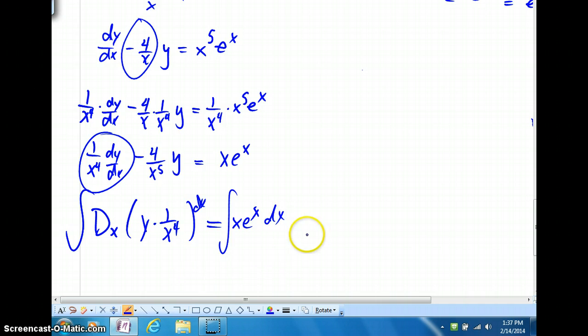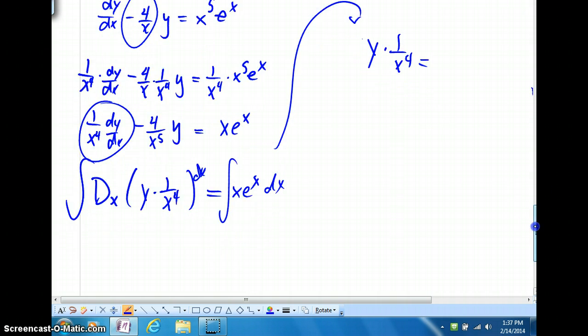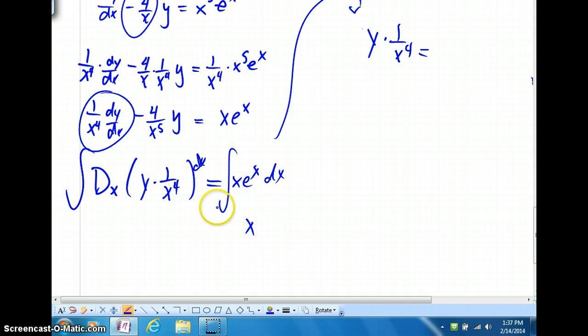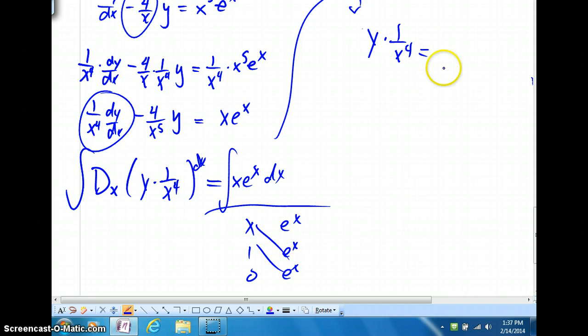And the left-hand side, continuing over here, we have y times 1 over x to the 4th. Ooh, x e to the x. How about a little tic-tac-toe from integration by parts? Derivative of x is 1 and then 0. Here's e to the x. Here's e to the x. Help me out. What is that exactly? This antiderivative is x e to the x minus e to the x plus a constant. One more thing, multiply by x to the fourth.